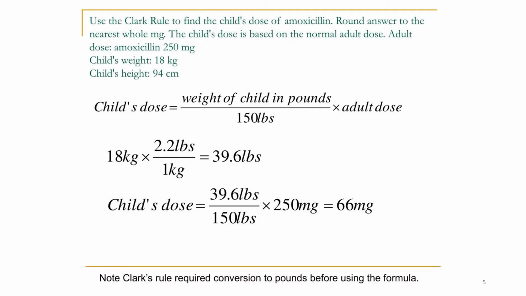Okay, so let's dive into Clark's rule. Clark's rule is widely used to determine a child's dosage. Typically, this is for children ages 2 to 17. So it's calculated the same way that you would use ratio and proportion for an adult dose. The only difference is you'll see in this one, you multiply in the calculation by the adult dose.